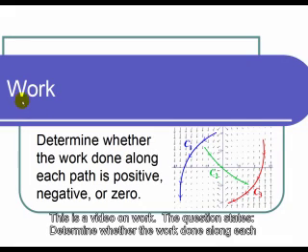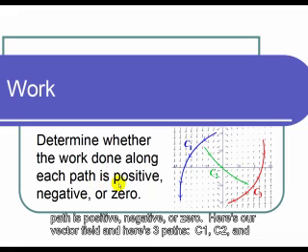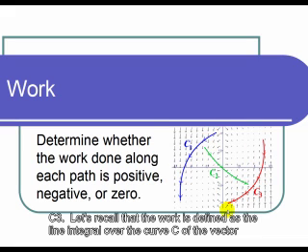This is a video on work. The question states, determine whether the work done along each path is positive, negative, or zero. So here's our vector field, and here's three paths, C1, C2, and C3.